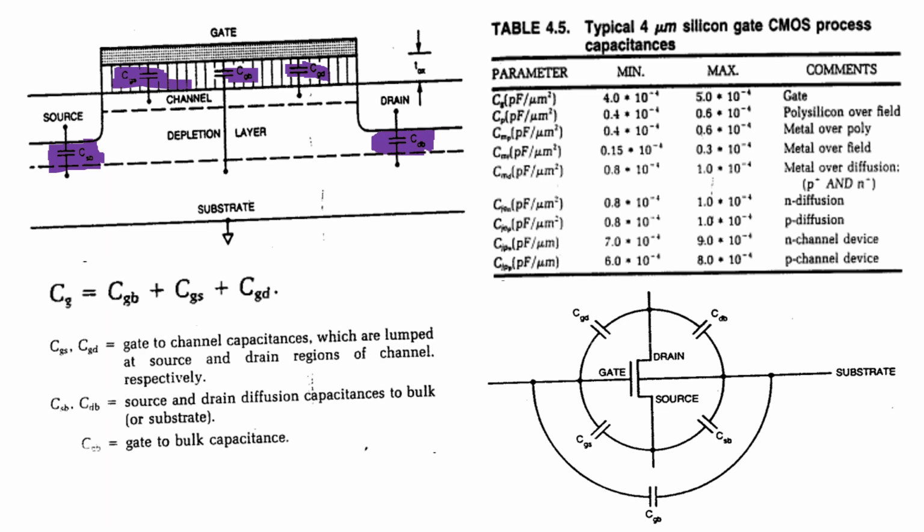And the total capacitance, Cg, is the sum of CGB plus CGS plus CGD.